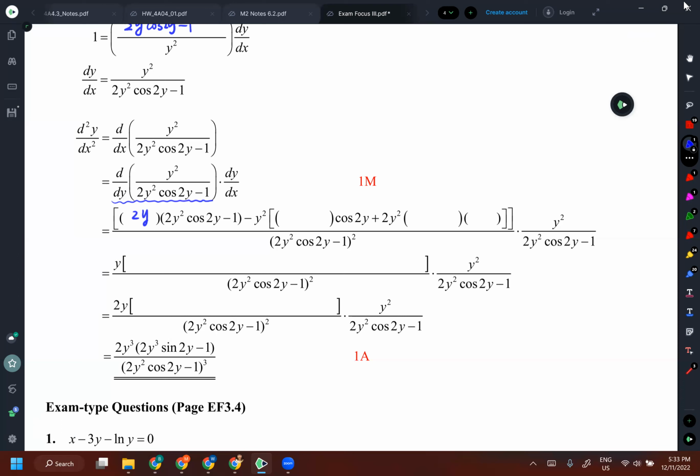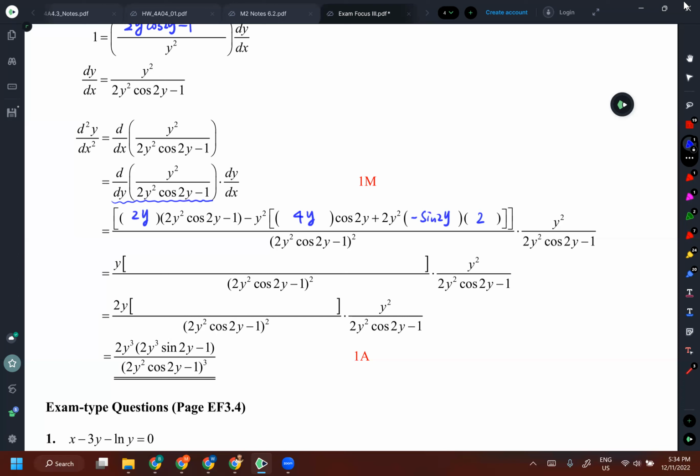So this is 2y times low minus d low. You see, d low is a huge piece. D low times high. This is high; y squared is high, and d low is a huge piece, this part. So d low is 4y times cosine 2y plus 2y squared times negative sine 2y times 2. And then, of course, minus 1 becomes 0 after the differentiation. And then divided by the low square. So d high low minus d low high divided by low square. Multiply dy/dx. You see, I multiply just once at the end.